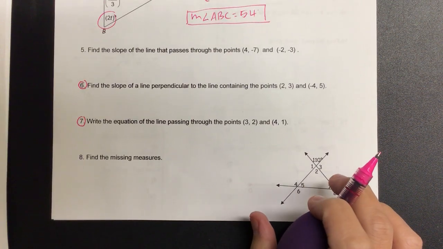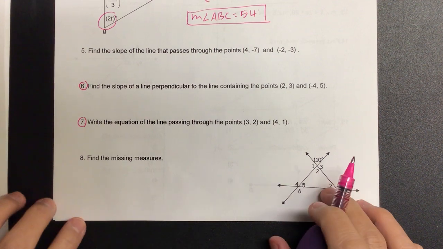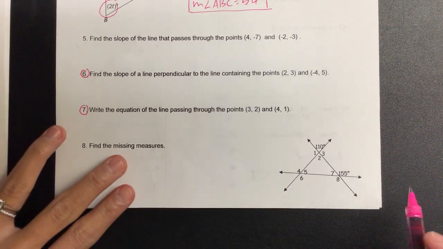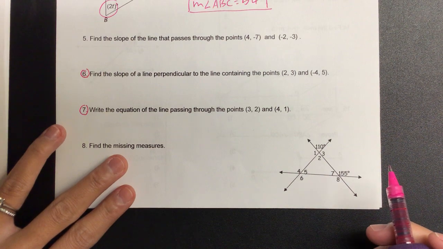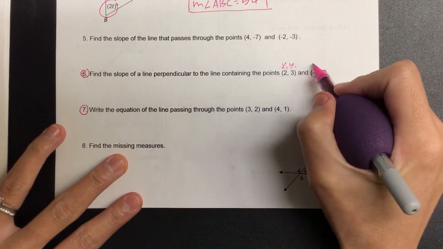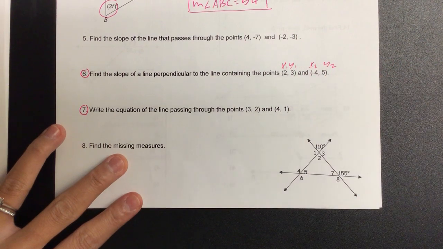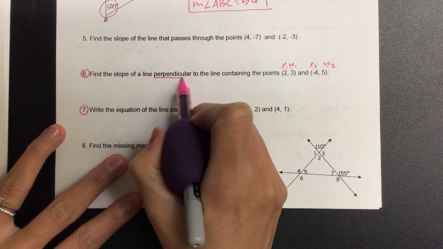Number 6, Gretchen, let's read. Find the slope of a line perpendicular to the line containing the points (2, 3) and (-4, 5). So here I have x1 and y1, x2 and y2. And it wants a slope that is perpendicular. So let's go ahead and underline that piece.